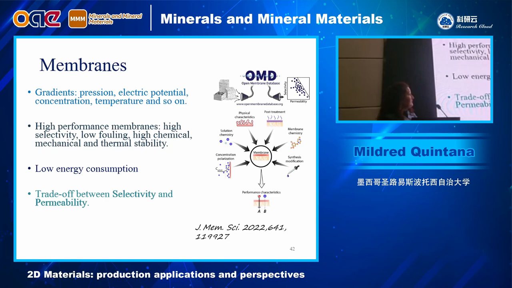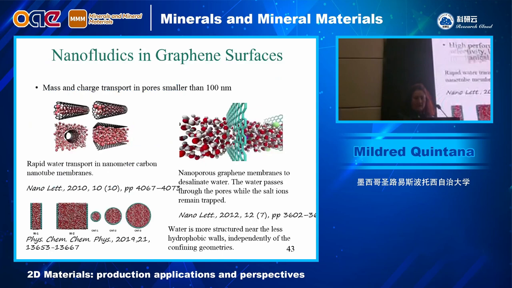And then all these properties that we just mentioned will make this membrane low energy consumption, and we can develop this for different applications. In these materials, it has been studied that water flows without any friction, and that this can be very good also for processes to recover, for example, materials that are in very low concentration in different things.